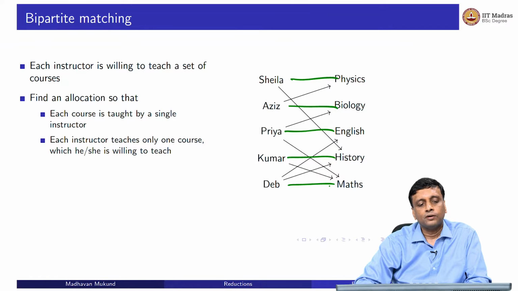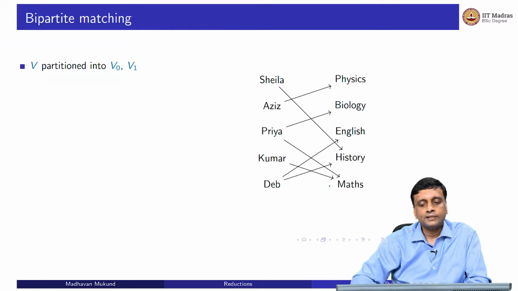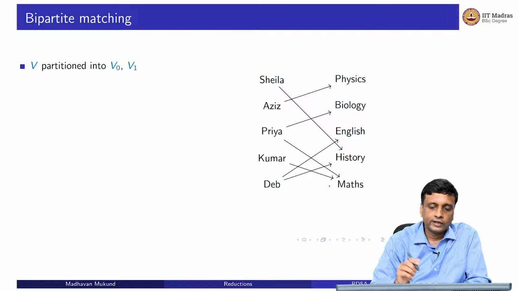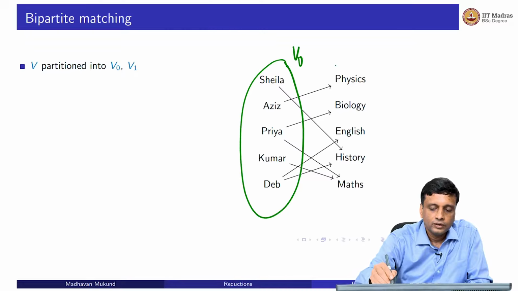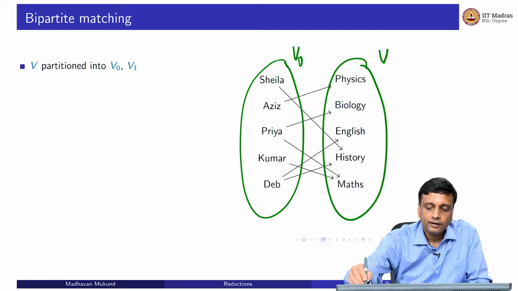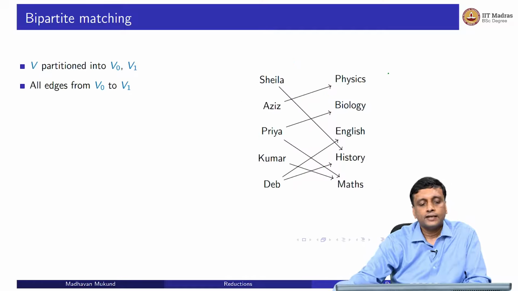So this is an example of what is called bipartite matching. In bipartite matching, we have a graph, but the graph has some extra structure. There are 2 sets of vertices: a set here which I will call V0, and a set here which I will call V1. All the edges go across these 2 partitions. There are no edges from V0 to V0, and no edges from V1 to V1. So there is no edge from a teacher to another teacher, and no edge from a course to another course. All the edges go from teachers to courses.